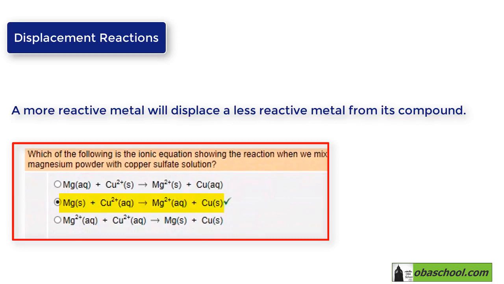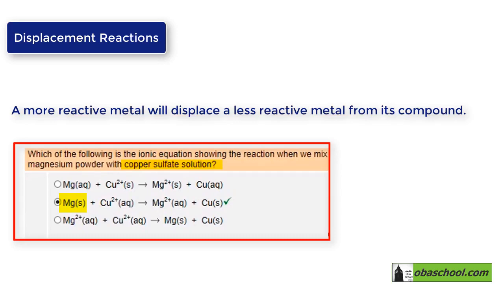Excellent, this is correct. So at first the reactants are Mg solid and Cu2+, which is aqueous. Magnesium is solid because it's powder, and Cu2+ is aqueous because it's part of copper sulfate, which is a solution.